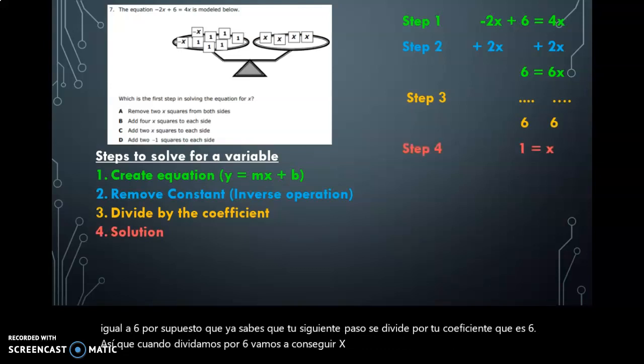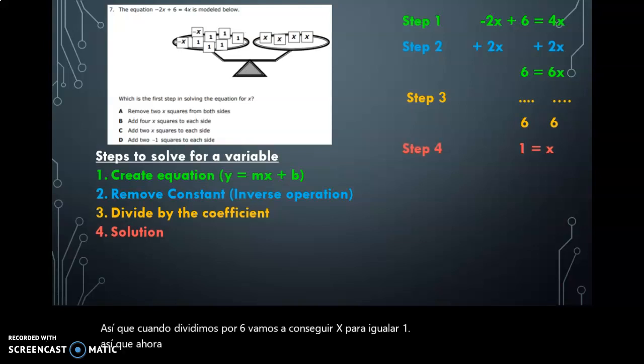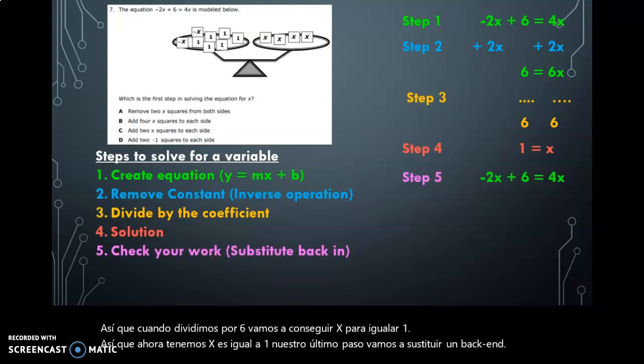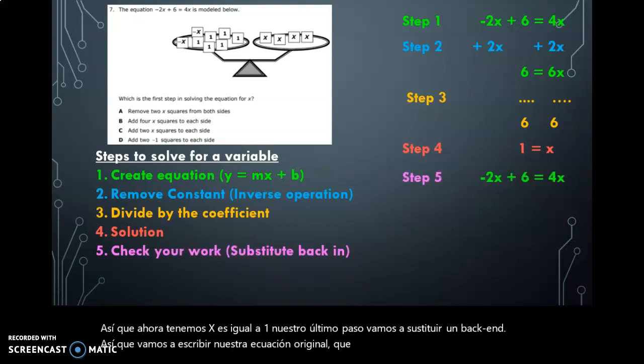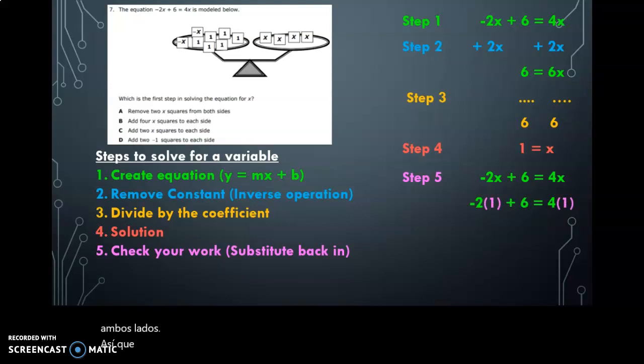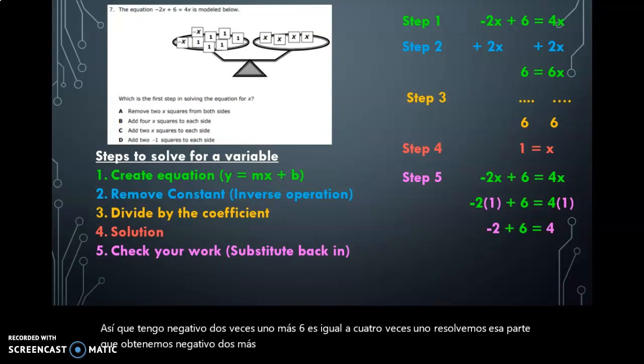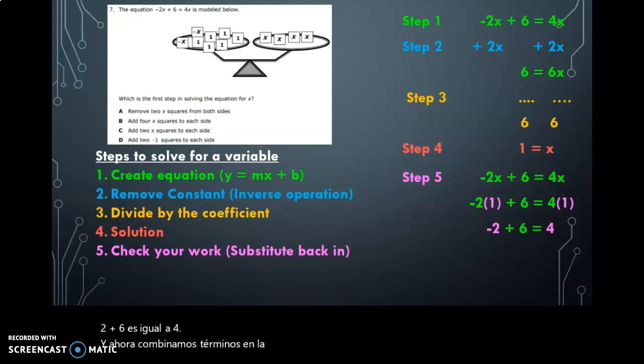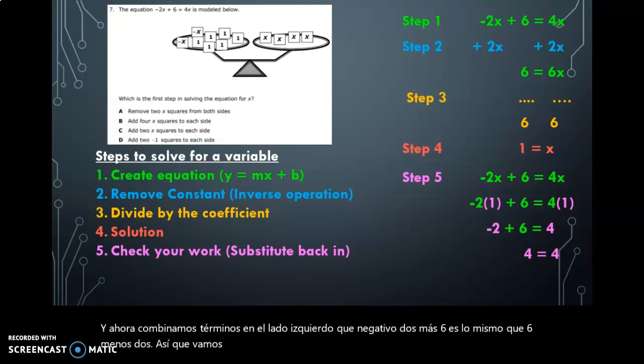All right. So now that we have x to equal 1, our last step, we're going to substitute it back in. So we're going to write down our original equation, which is negative 2x plus 6 equals 4x. We're going to substitute the answer 1 into both x's. Okay, so we notice I have x's on both sides. So I have negative 2 times 1 plus 6 equals 4 times 1. We solve that part, which we get negative 2 plus 6 equals 4. And now we combine like terms on the left-hand side, which negative 2 plus 6 is the same thing as 6 minus 2. So we're going to get 4 on both sides. So that tells us our answer is correct.